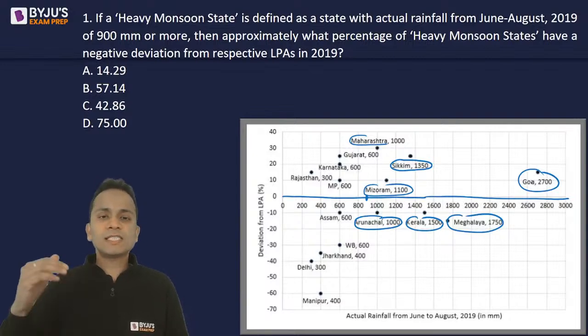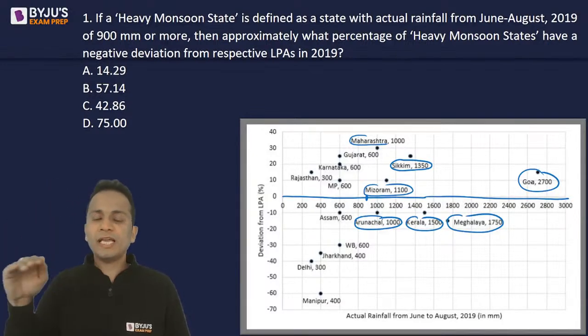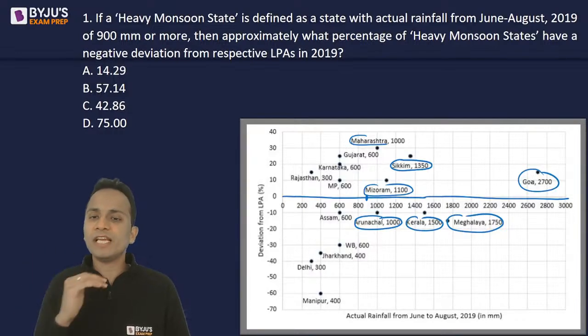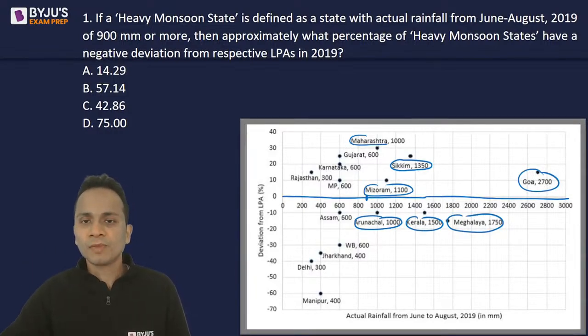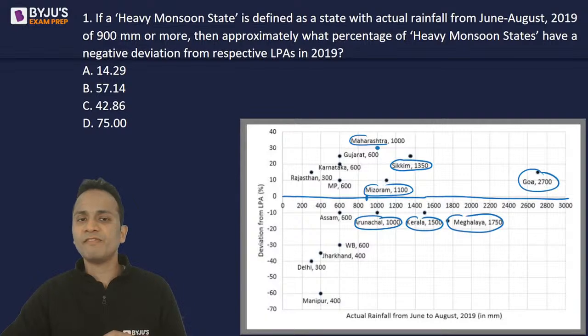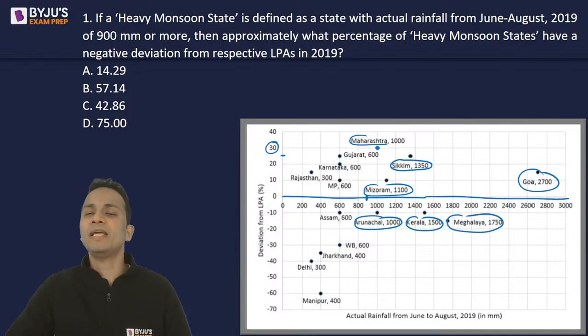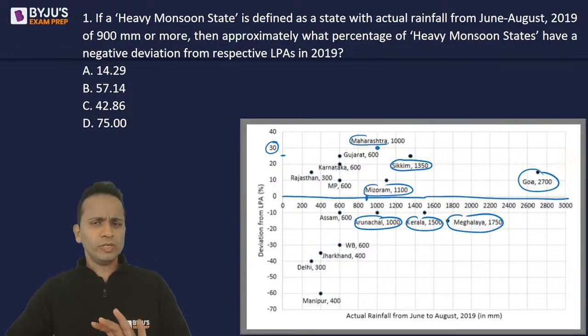Now some of these states have a positive deviation. They are lying above this line, and some of these states have negative deviation. Like if you look at Maharashtra, Maharashtra's dot is here. So Maharashtra's rainfall is 1000 and Maharashtra's percentage deviation is 30. Similarly, Sikkim, the rainfall is 1350 and the percentage deviation is 25. Looking at Arunachal, whose rainfall is 1000, its deviation is negative, minus 10. Kerala has also minus 10 and Meghalaya has minus 15. Okay, but no need to look at this.